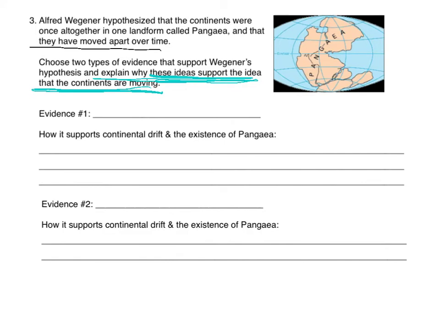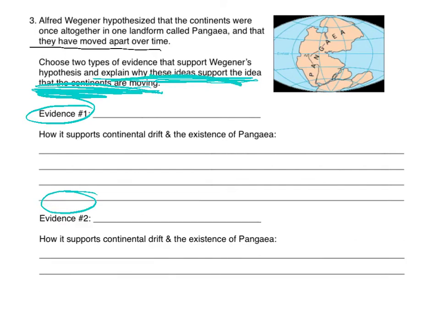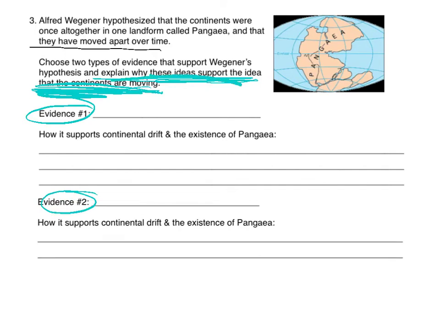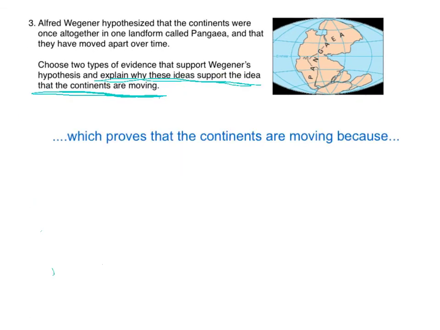Okay? So there are several different forms of evidence that you could have chosen to answer this question, all right? But the key was that you needed to make sure that you explained why these ideas are evidence of the continents moving. Whatever you write, you should make sure at the very end, to make it clear that you've answered the question, add something in like, blah, blah, blah, which proves that the continents are moving because blah, blah, blah.